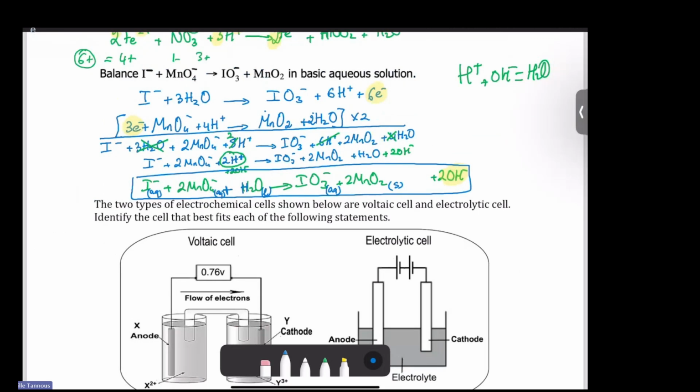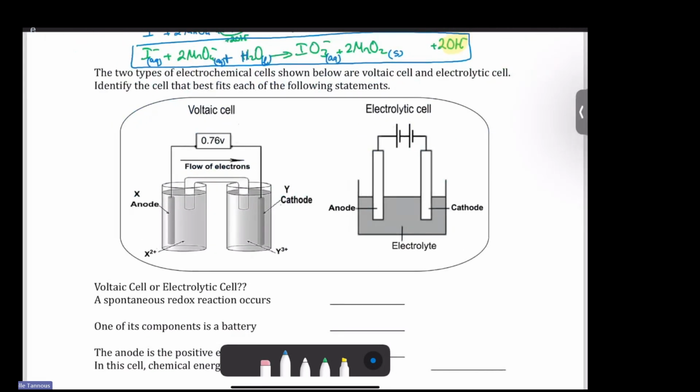Again, I repeat, in the other video on balancing redox equations, you need to watch it. There are more examples similar to the quiz that is coming. Next, we continue.